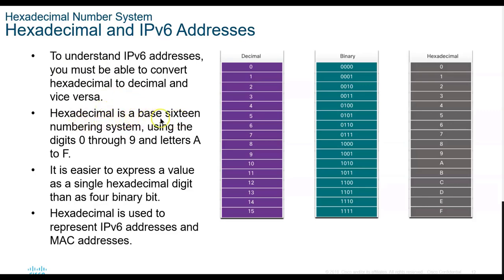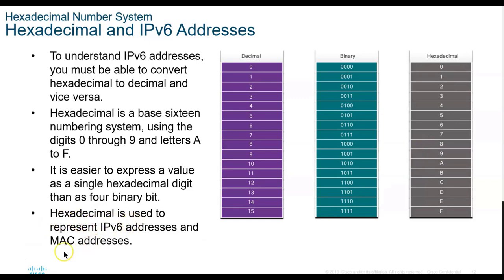Hexadecimal is a base 16 numbering system. That means you go from 0 to 9. Remember, 0, like I said earlier, is a number. And then you go from A to F. That gives you the base 16 numbering system. It is easier to express a value as a single hexadecimal number. And as you can see right here, here's the decimal, here's the binary, and here's the hexadecimal. I'm not going to stay too long on here. You pretty much understand it.